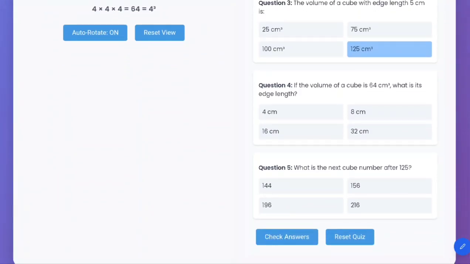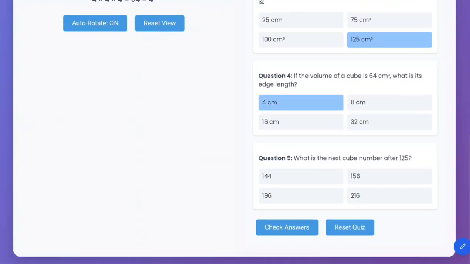If the volume of a cube is 64 centimeter cube, what is its edge length? Now think of a number such that if we cube it, if we multiply that number with itself 3 times, we are going to get 64. 8 times 8 times 8, is it 64? No. 16 times 16 times 16, no. Options B, C and D are becoming too huge. Now if I try 4 times 4 times 4, that is 64, because 4 times 4 is 16 and 16 times 4 is 64. So 4 is going to be the answer.